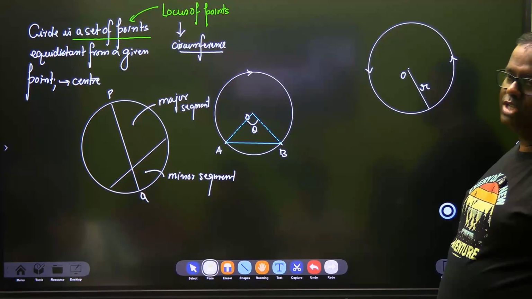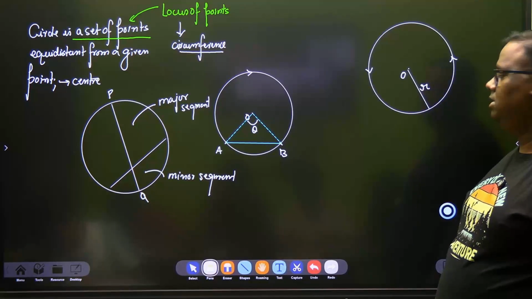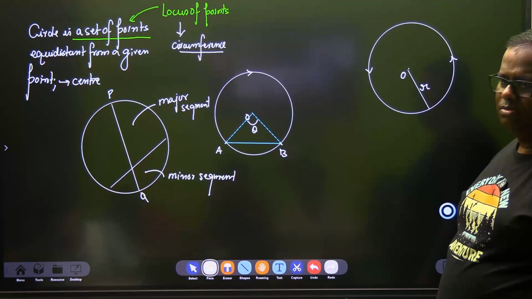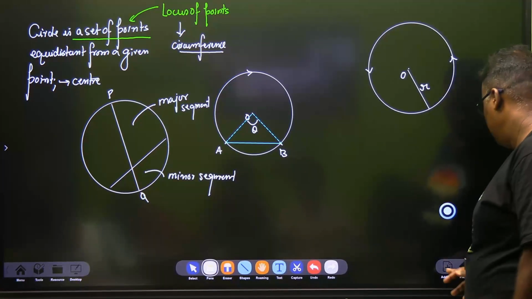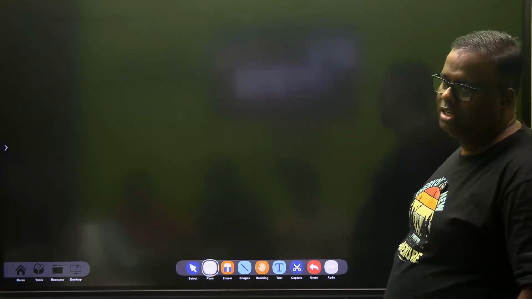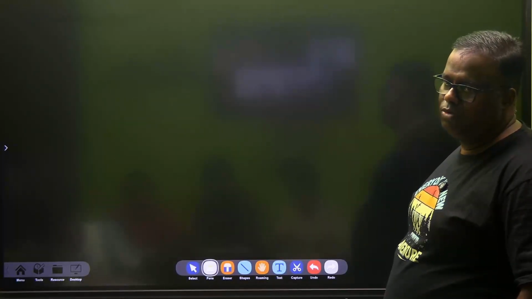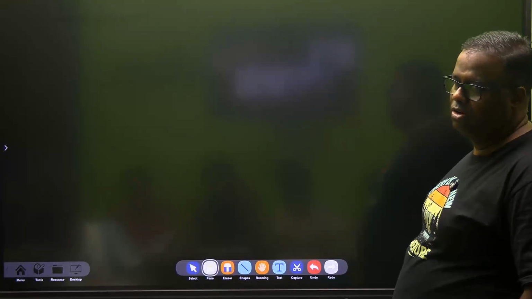So by now we know segments, chord. Next. Know the 3 theorems of chord. Equal chords are equidistant from the center. Equal chords subtend equal angles at the center, and a line from the center of a chord which is perpendicular to the chord bisects the chord.